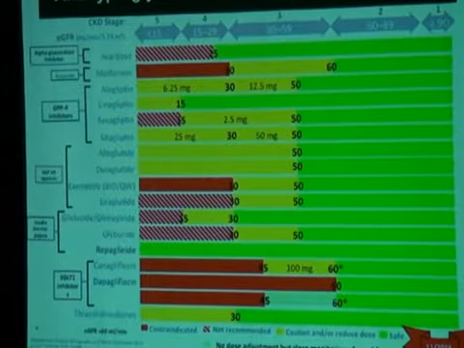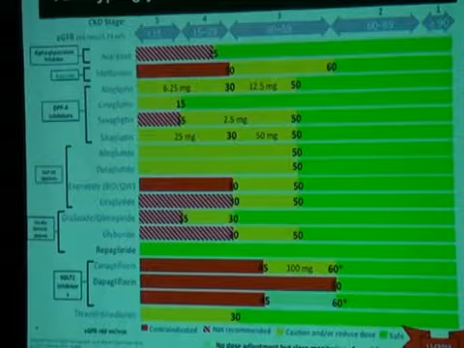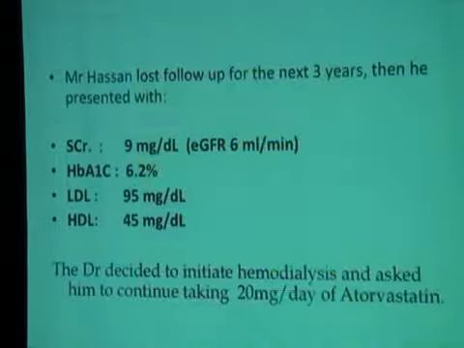Of course, the yellow line means you have to reduce the dose. And exenatide, liraglutide, not recommended. And repaglinide is safe to be given. And of course, the SGLT2 inhibitors, they have to be stopped at 45 mils per minute.